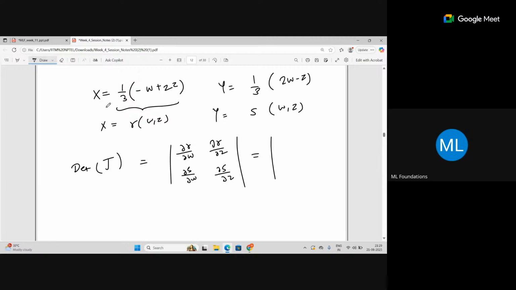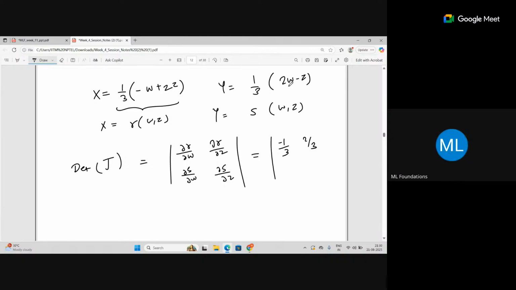So can you tell me, if I partially differentiate this function with respect to w, what will be the answer? Minus 1 by 3. Yes, minus 1 by 3, and if I differentiate with respect to z, it will be 2 by 3.